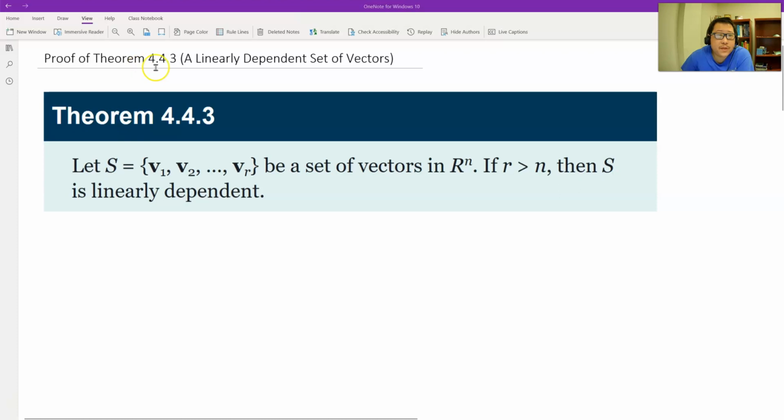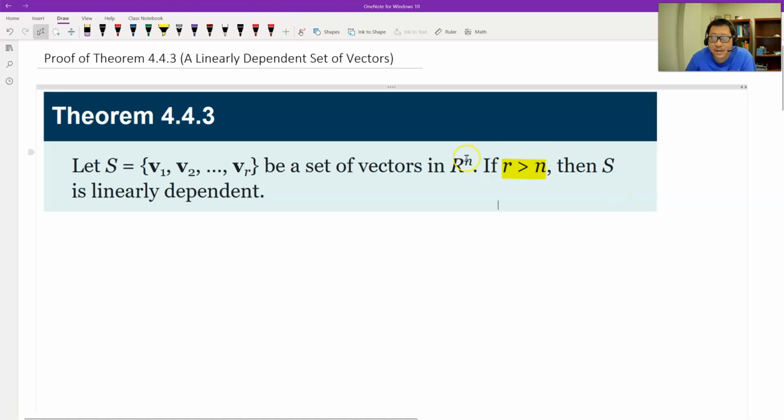In this video, let's prove Theorem 4.4.3, which gave us a special linearly dependent set of vectors. It says: if r is greater than n, where n is the dimension of the space, Euclidean space, meaning the number of vectors in the set is greater than the dimension of the space, then this set should be linearly dependent. Let me give an example.